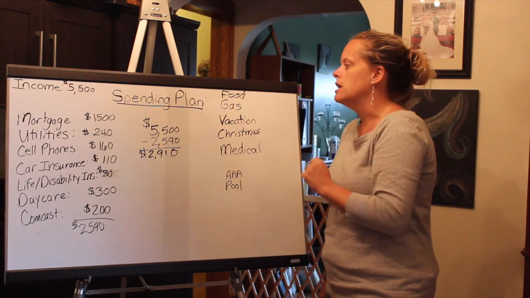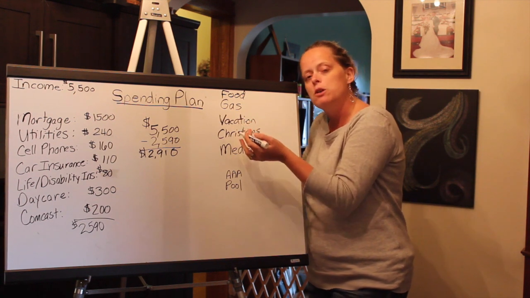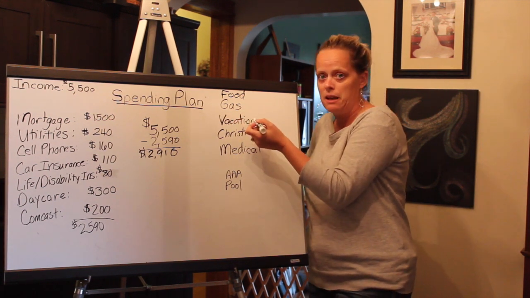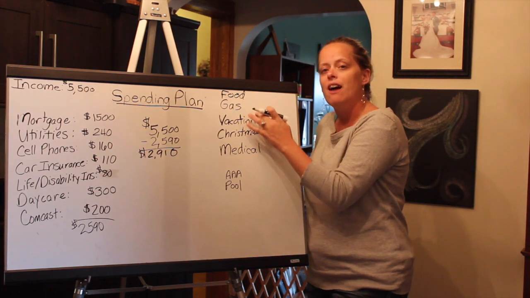So what you want to do is basically track your food spending for a couple weeks and figure out what you spend every month. Track your gas spending every week for about a month. So you want to get a monthly average for these two.